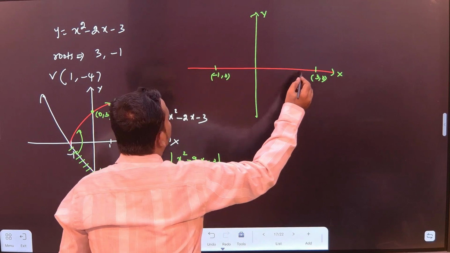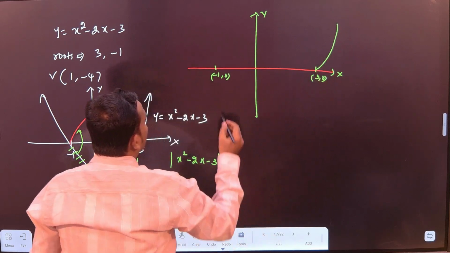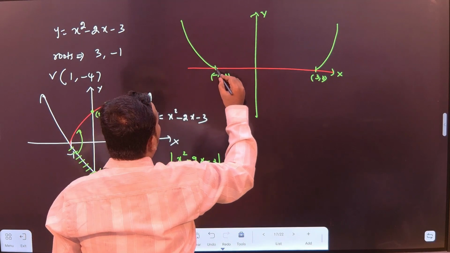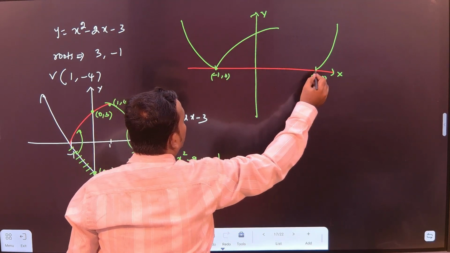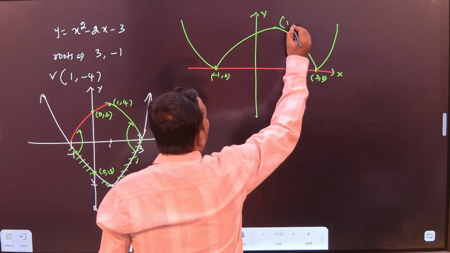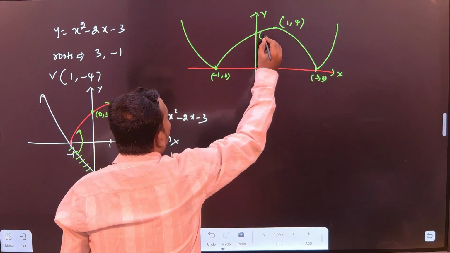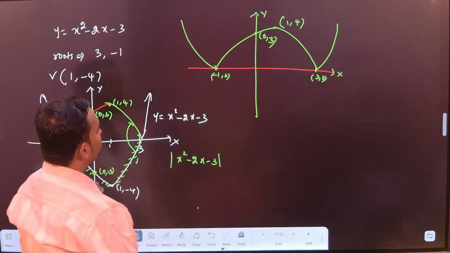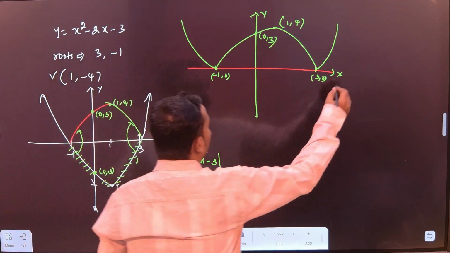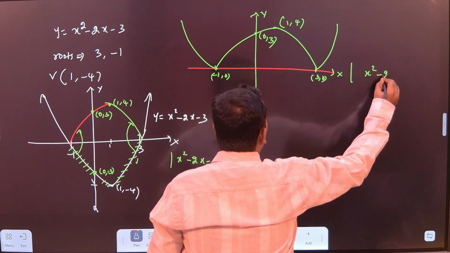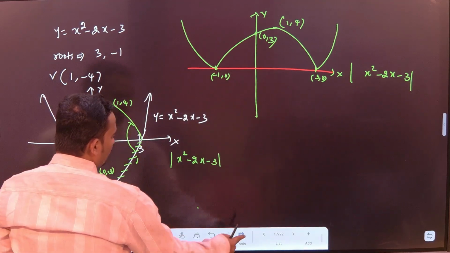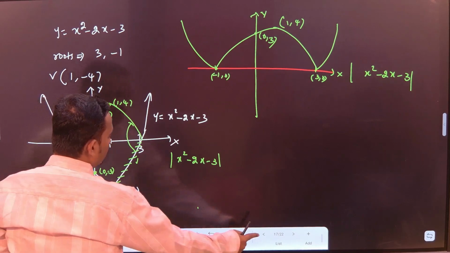The graph is going like this. Then the graph will be like this, right? This is your 1 comma 4. This is 0 comma 3. Clear? Okay, this is the graph of modulus of x square minus 2x minus 3. Okay, let's draw the graph of the other one.